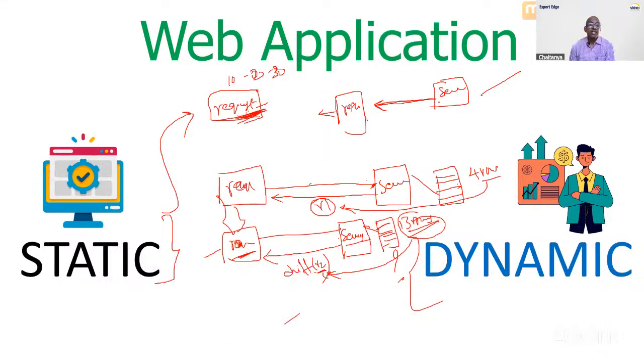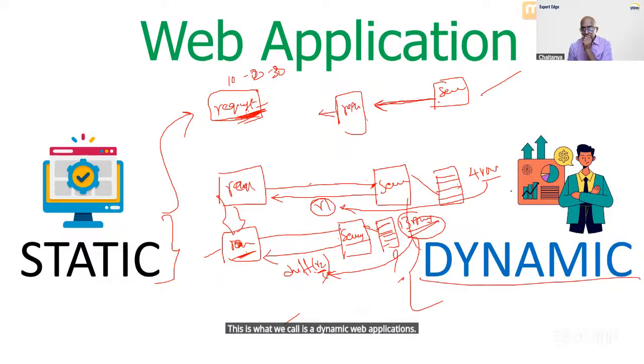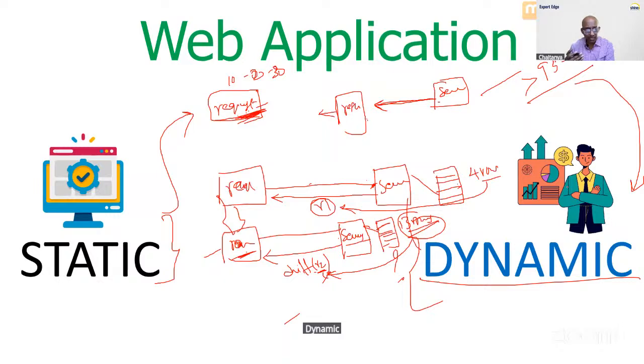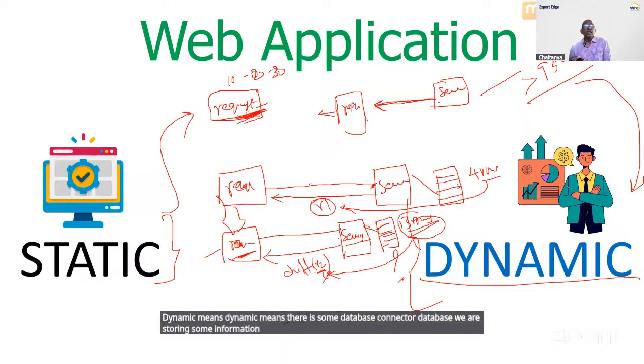This is what we call dynamic web applications. Nowadays, more than 95 to 96%, more than 90%, of these are dynamic web applications. Dynamic means there is some database connected, where we are storing some information, retrieving some information, and deleting some information. So it's all about dynamic web applications. 99% it's dynamic web applications only.